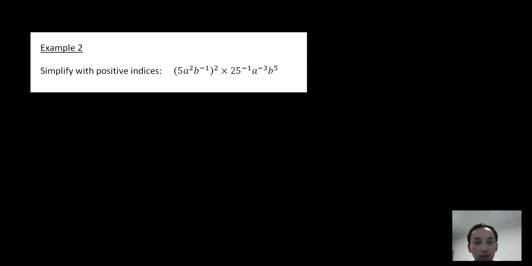Well, first of all, make sure that we don't have any brackets and everything's reduced to the lowest base. There's 25 here. Let's recognize that 25 is 5 to the power 2. And we're going to expand these brackets here as well. So let's begin. We're going to expand the bracket, which means that we multiply all of our indices from the inside with the 2.